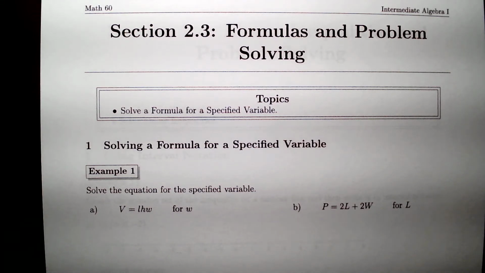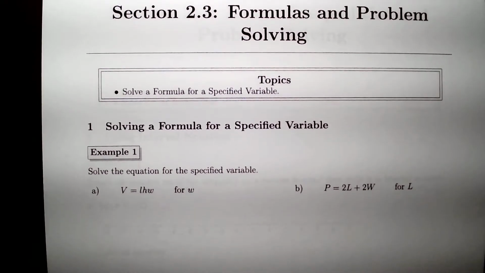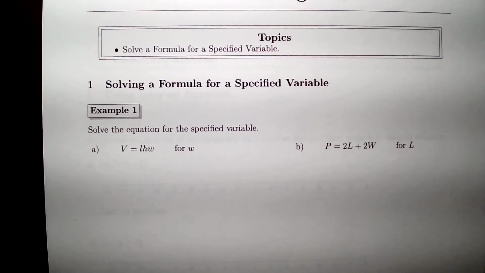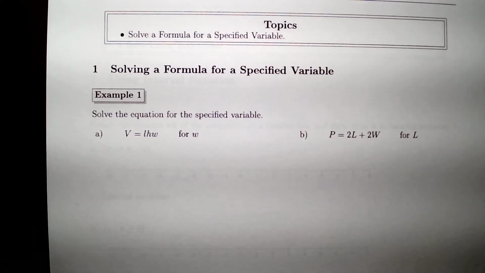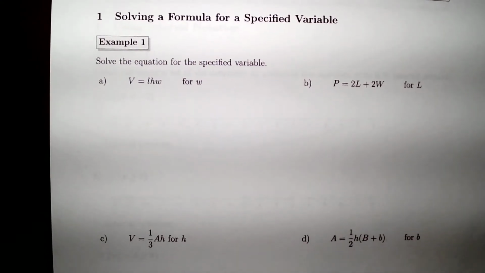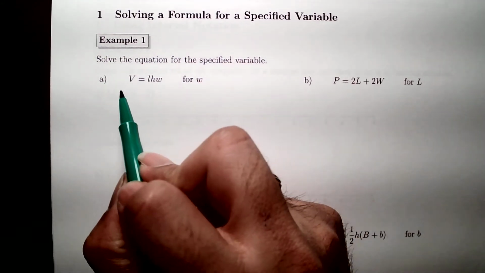Alright, so in this video we go over formulas and problem solving, section 2.3. In this case, we are going to be given a formula that has more than one variable. Typically, these are formulas that we have seen from geometry, from physics, from chemistry, although we are not going to do any physics or any chemistry here. The only thing we are going to do is work with those formulas, and we are going to solve for some specified variable.